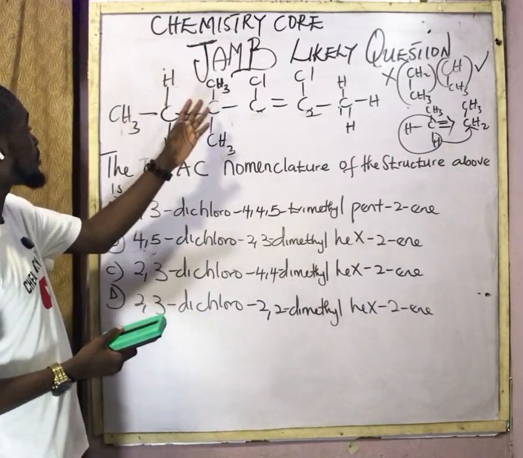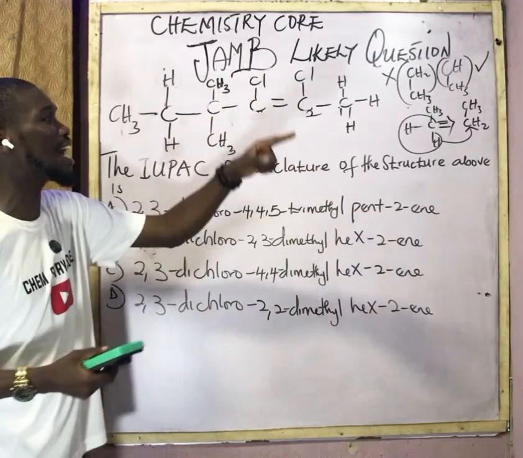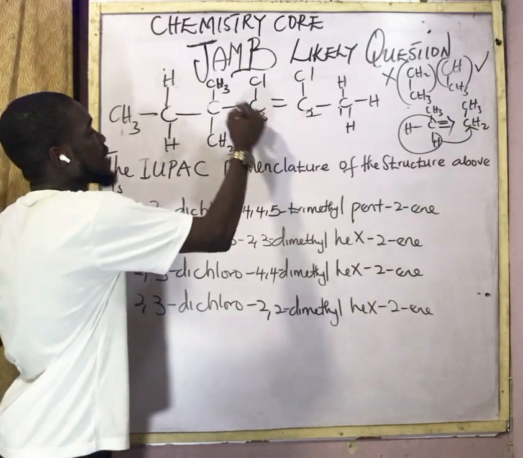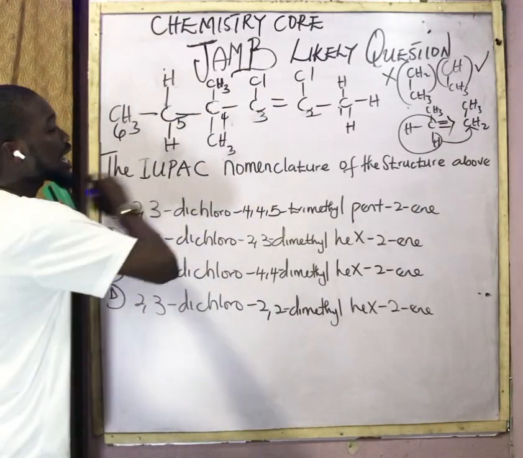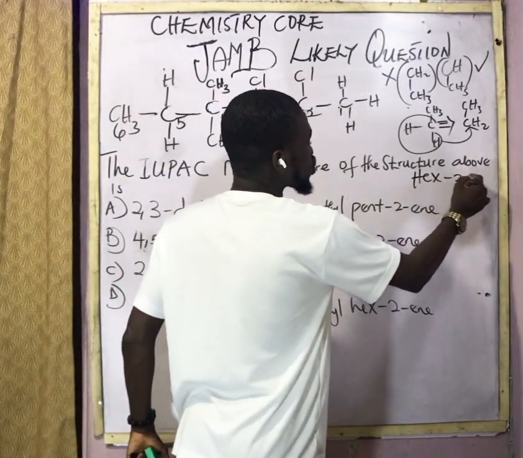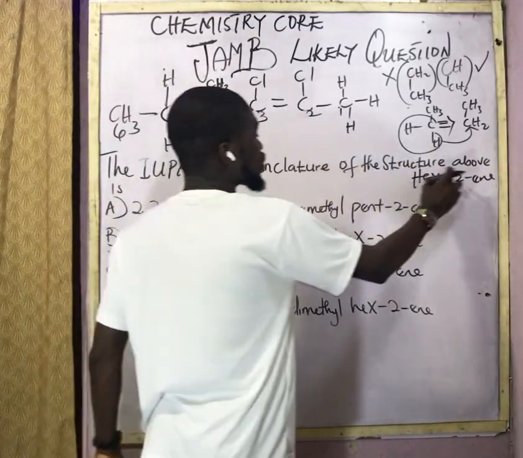If you start the numbering from the left, 1, 2, 3, 4, it's too far from the functional group. Rather, 1, 2. So we pick the lowest number. In that case, we have 3, 4, 5, 6. The longest chain is hexene. So we name it hex-2-ene because 2 is what? Yeah. So we said hex-2-ene.